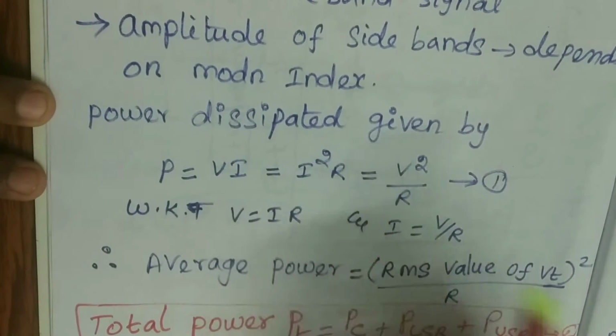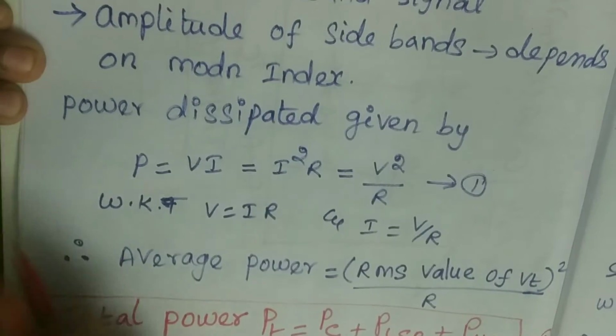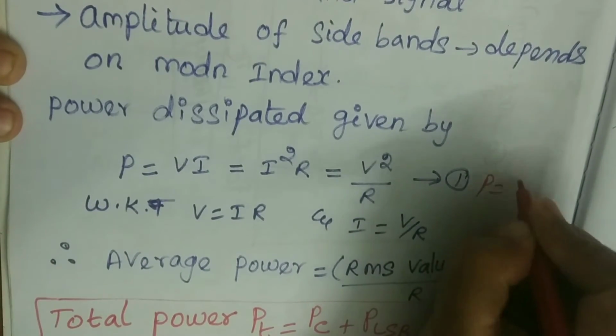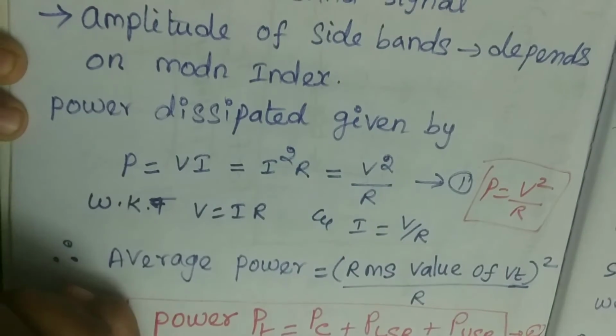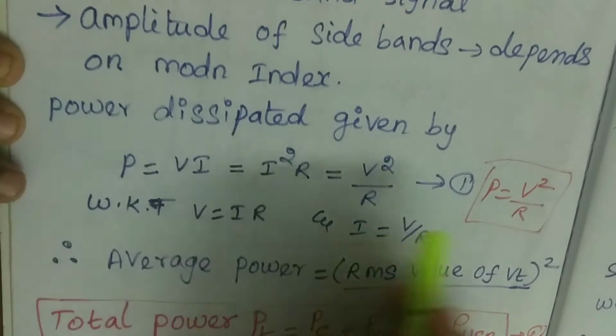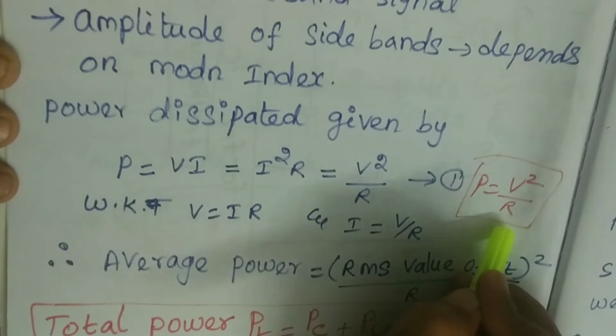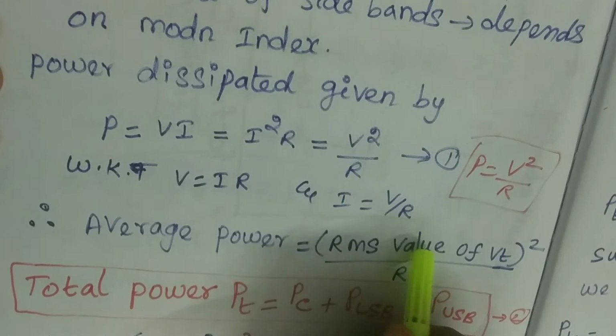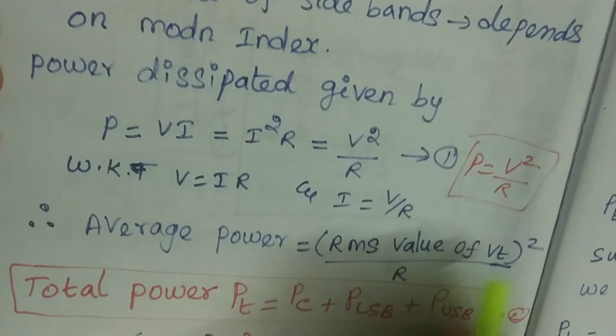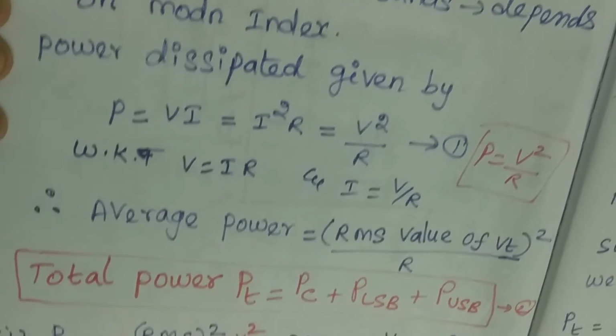P is equal to V squared by R. So this is the basic expression for power. Power P is equal to V squared by R, which is nothing but average power is equal to the RMS value of voltage squared divided by R.